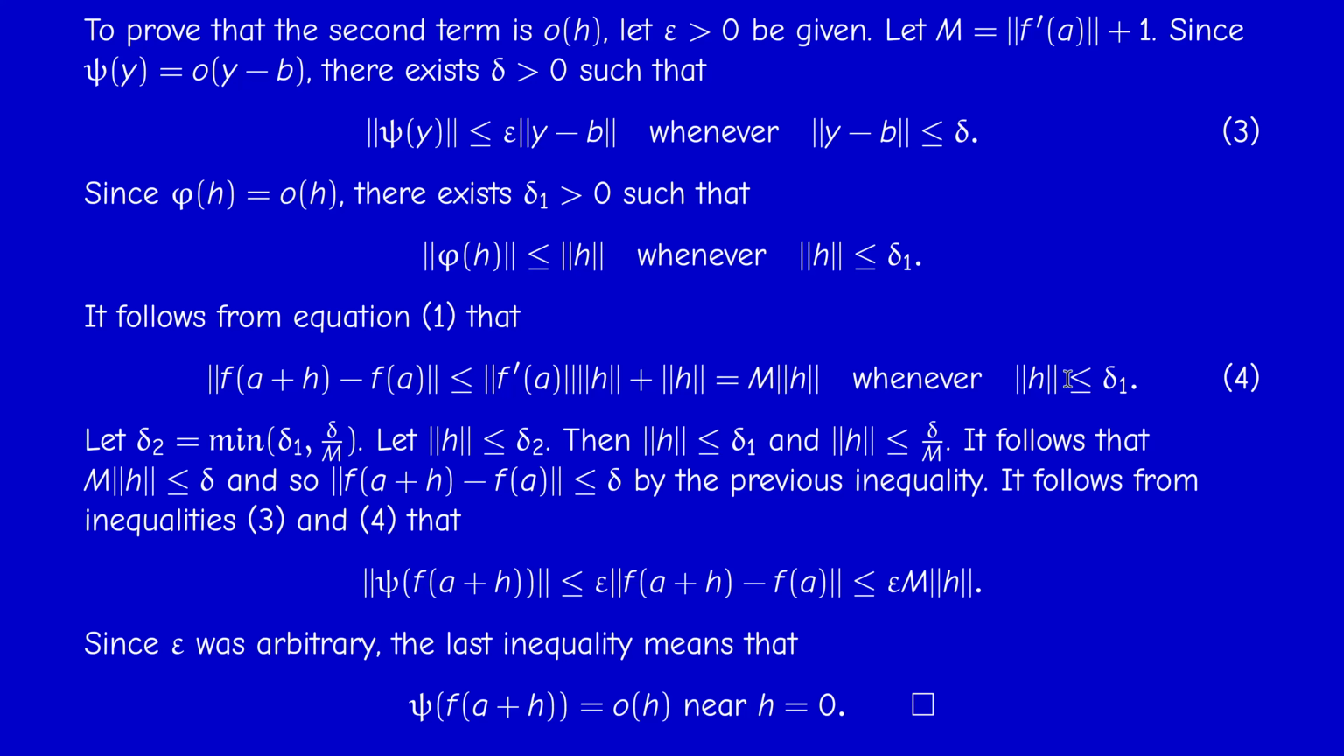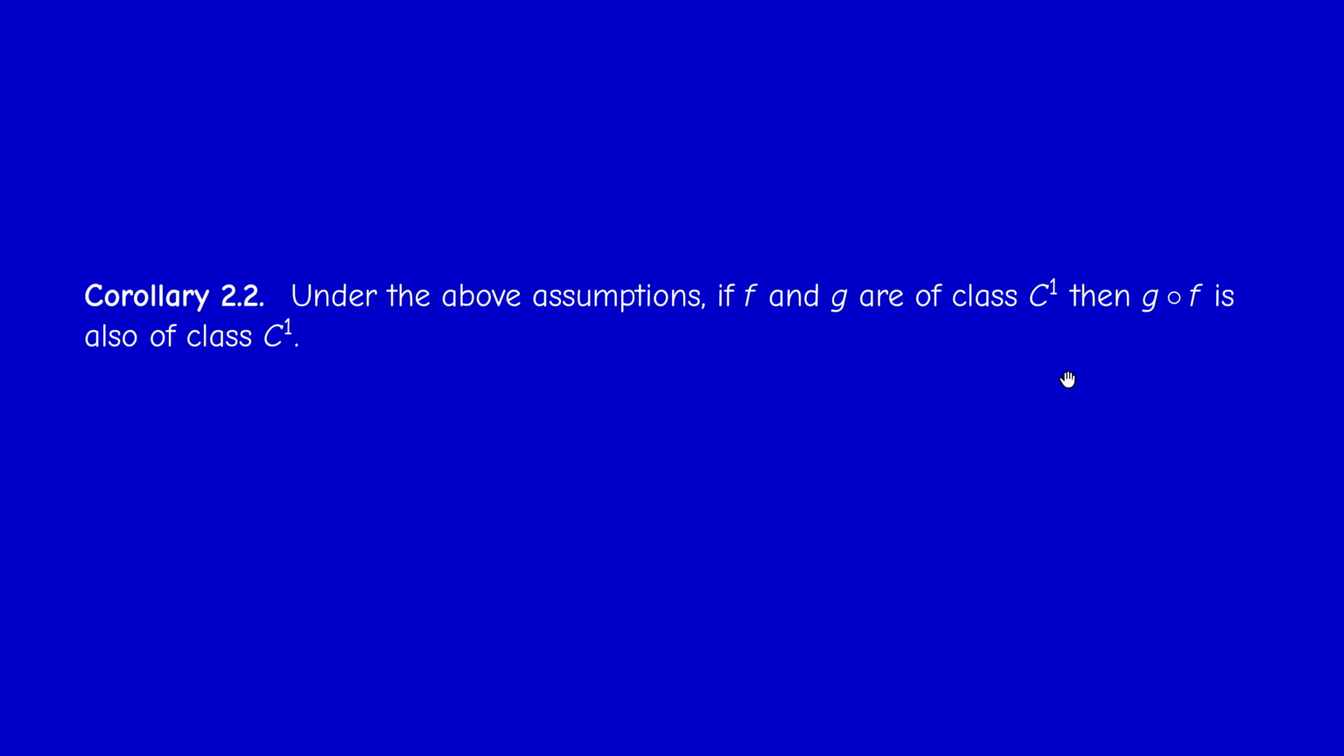So this concludes the proof of the chain rule, and as a corollary, the composition of two C1 maps is a C1 map as well, because, as you know, the composition of two continuous maps is continuous. So this is just an easy corollary.